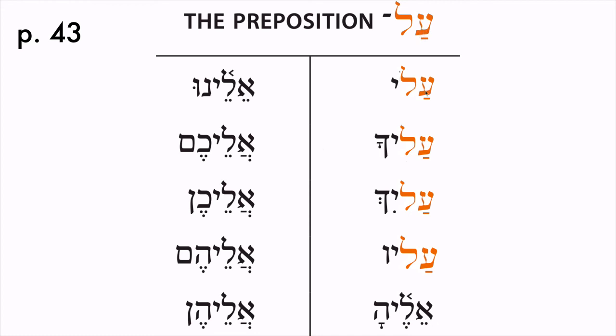Al means upon. So alai, upon me. Alecha, upon you. Alaich, upon you feminine. Alav, upon him, and so on and so forth. Meaning, again, you get a lot of bang for your buck. You learn this new chart, and there's a bunch of other prepositions that will just fall exactly into these batch of endings, and even the same vowels. I've obscured some of the vowels accidentally, the same accents, and so on. All right?